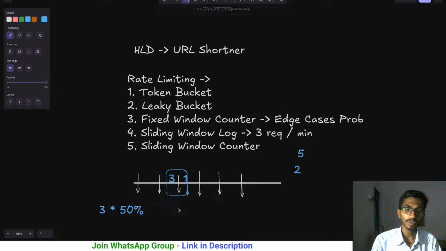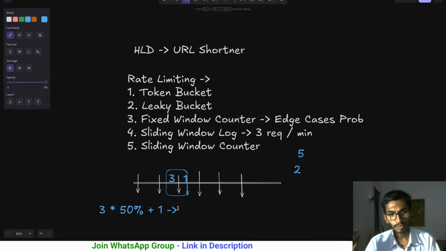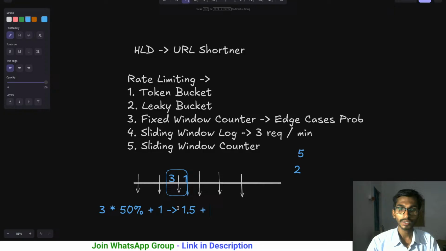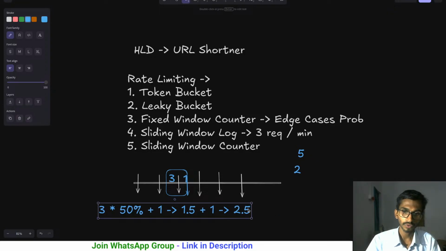So 50% of, yeah, that's right, 3 multiplied by 50%, the remaining portion that you have 50% right now, plus 1. So if I just simply try to calculate this, 50%, that's gonna be 1 by 2, ultimately 3 by 2. If you try to get it, so 1.5 it will be, and plus you have 1, so ultimately you will have 2.5, and as this value is less than 5, hence that particular request will be allowed.